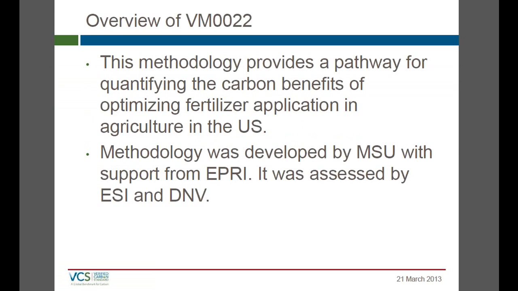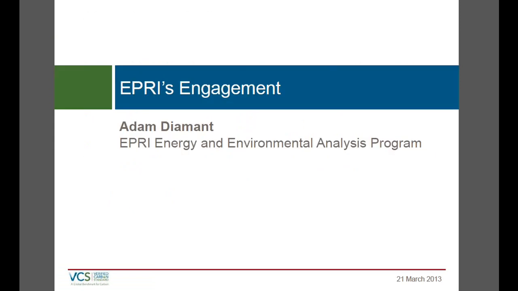And it is unique because it offers a flexible pathway. It allows project proponents to either use simple IPCC defaults or use tier 2 factors, which have been empirically derived based on some of the scientific work that's been done by Michigan State University. The methodology was developed by MSU with support from EPRI, and the methodology was assessed independently by 2 validators. The first assessor was ESI, and the second assessor was DNV. With that, I'd like to pass this across to Adam, who will talk about EPRI's engagement in the process.